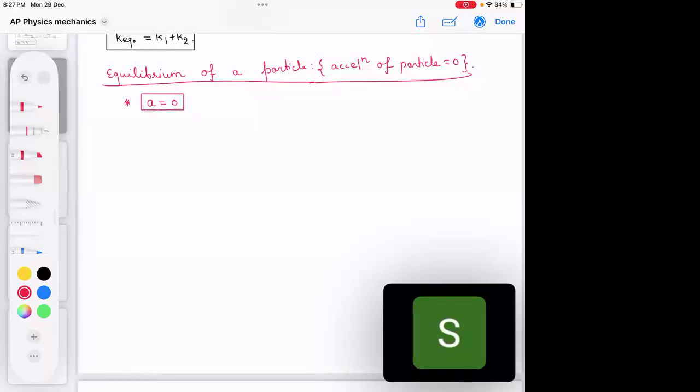And what does acceleration zero tell us? Does acceleration zero tell us that net force should be zero? Because acceleration is force by mass. If acceleration of a particle is zero, that means what? The net force acting on that particle should also be zero.